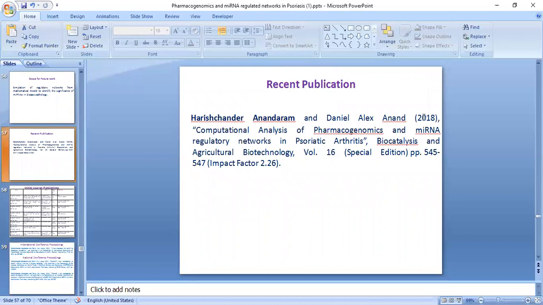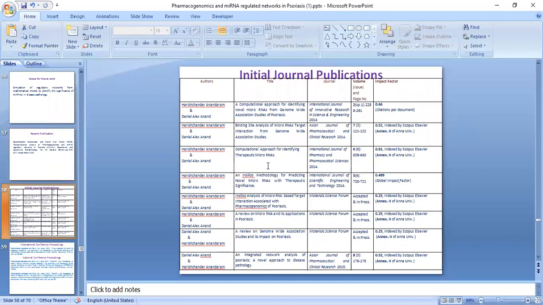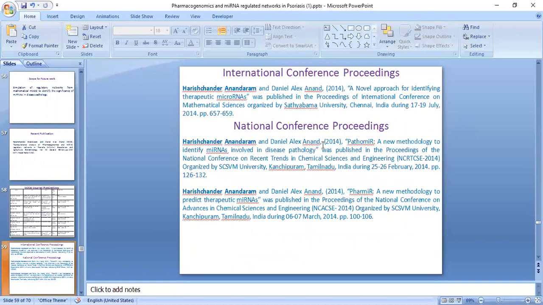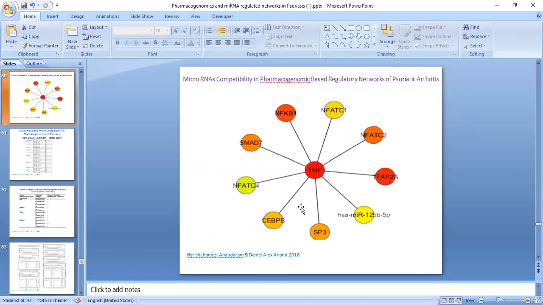And this is a recent publication of ours in 2018, in the Elsevier journal Biocatalysis and Agricultural Biotechnology, impact factor 2. And these are some additional papers which we have published in the past. And I have also presented the work in international and national conferences. And these are some of the key findings which we got, and we have published it.